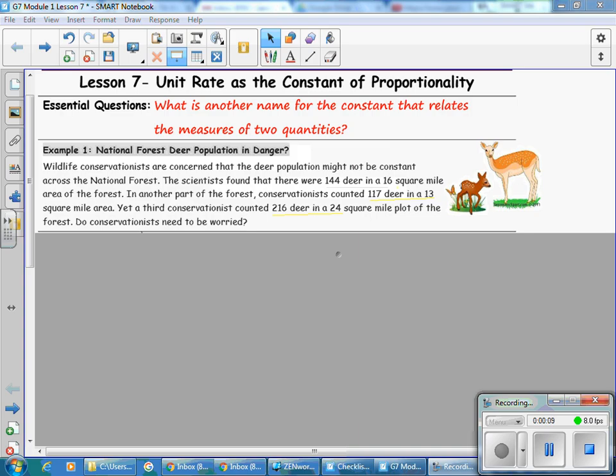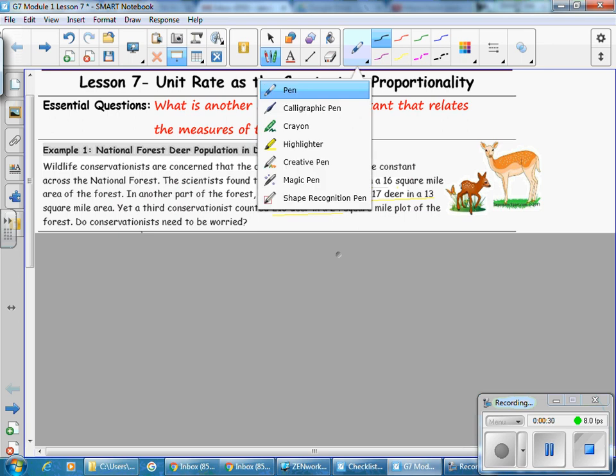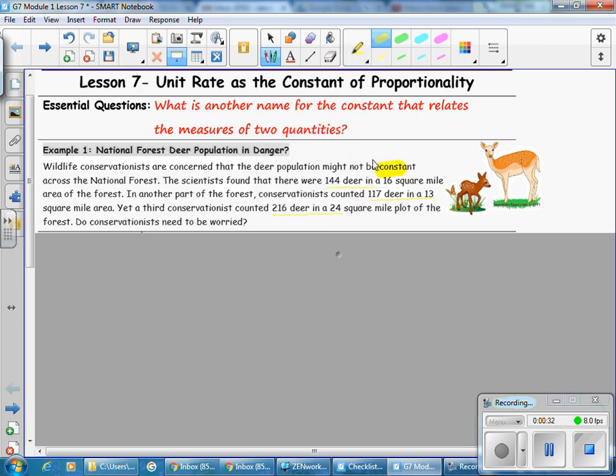Our essential question for this lesson is, what is another name for the constant that relates the measure of two quantities? In example 1, the National Forest deer population in danger. Wildlife conservationists are concerned that the deer population might not be constant across the national forest. Let's look at that word, constant.